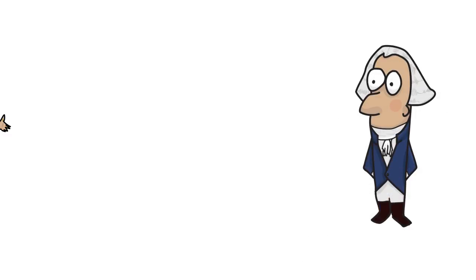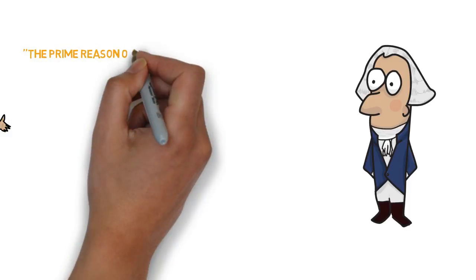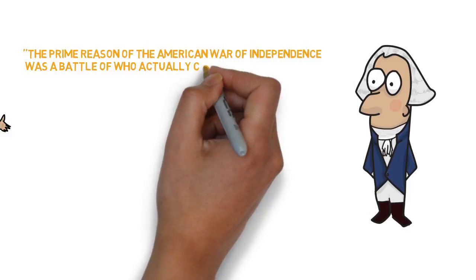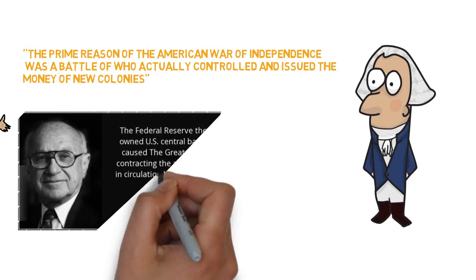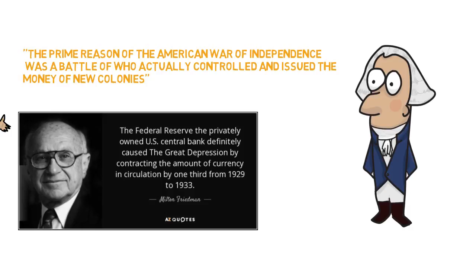Ben Franklin once said, "The prime reason of the American War of Independence was a battle of who actually controlled and issued the money of new colonies." Milton Friedman also said, "The Federal Reserve definitely caused the Depression by constricting the amount of currency in circulation by 1/3 from the years 1929 to 1933."